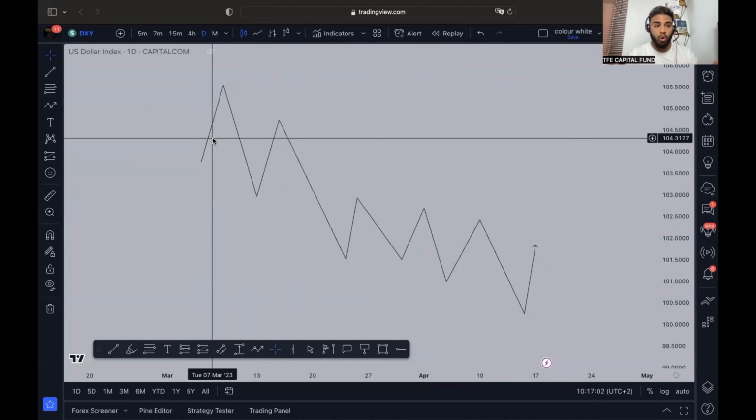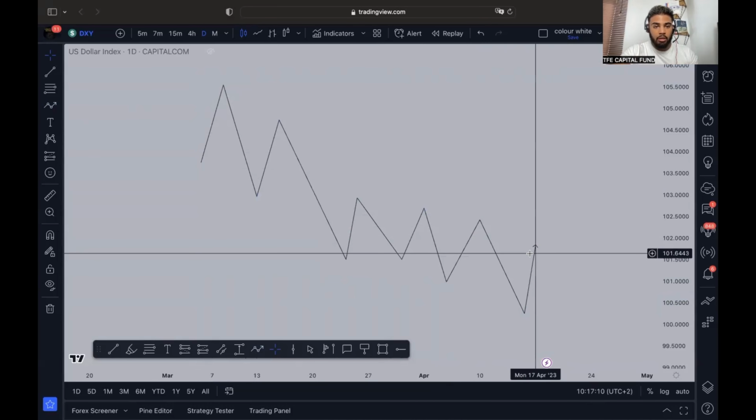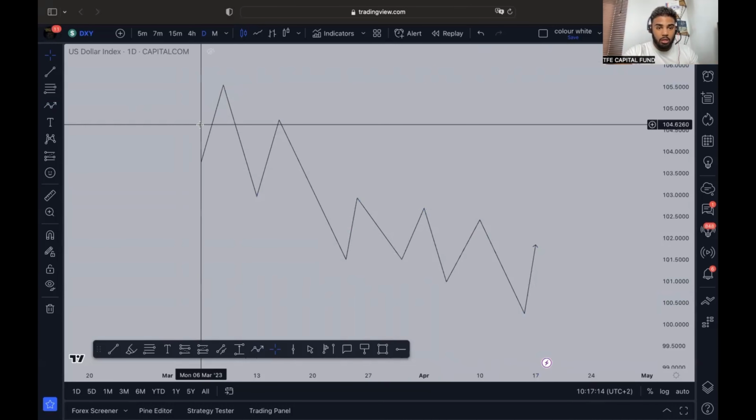The dollar's been losing strength from about the beginning of March. The dollar hasn't been doing well, traders. The dollar's been going down, down, and down. March, and now we're in April again, and April's almost coming to an end. That means two months of a downtrend. That means the dollar's been losing strength.